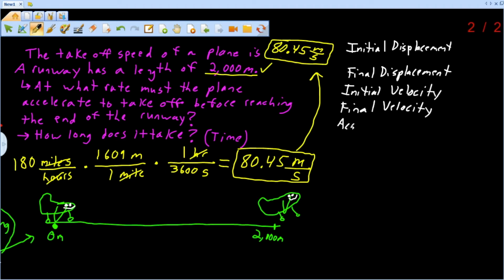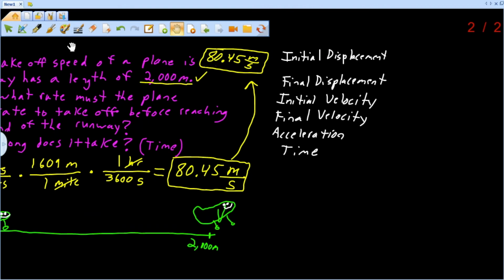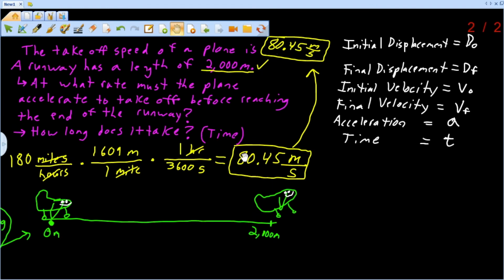Another variable we're going to have is acceleration. And acceleration, like we said before, is how quickly are we changing our velocity. Our last variable is time, and like we said before, time is just asking how long does it take for an event to occur. All of these variables are going to be represented by their own symbols. Initial displacement is dO, final displacement dF, initial velocity vO, final velocity vF, acceleration lowercase a, and time lowercase t.